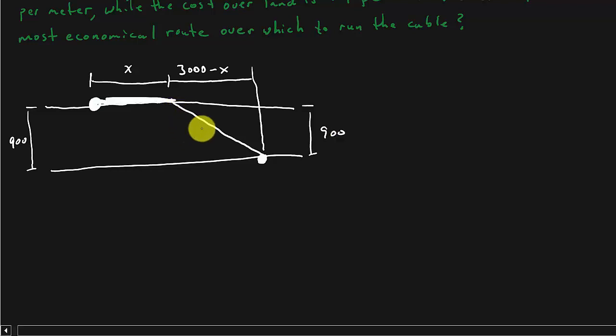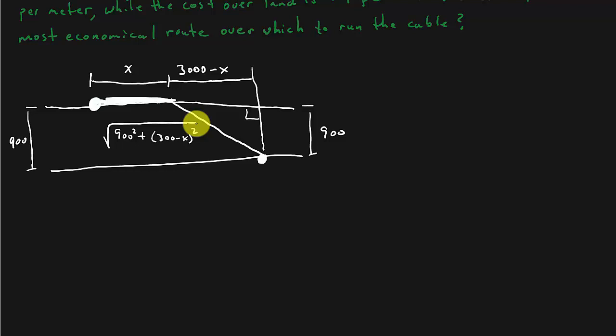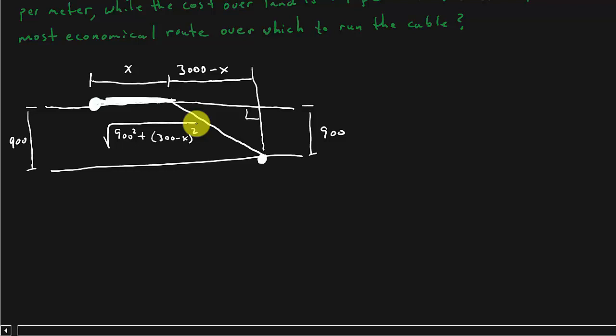But we need an equation for this. Well, that's a right angle. This is the Pythagorean theorem. So this would equal the square root of 900 squared plus (3,000 minus x) squared. So that would be that distance there. And if you want to use that, if you want to work it like that, that's completely fine. There's nothing wrong with it. But let me just write that over here.